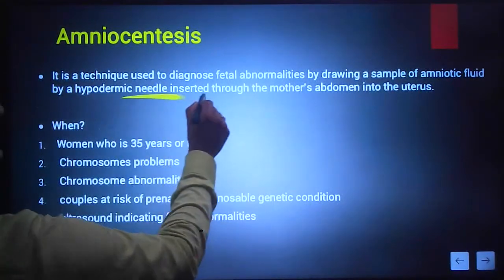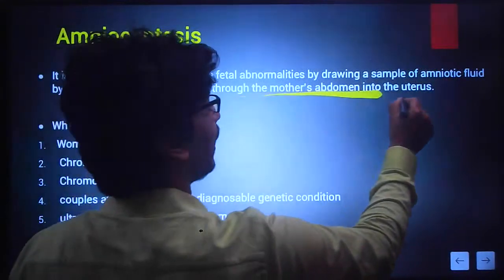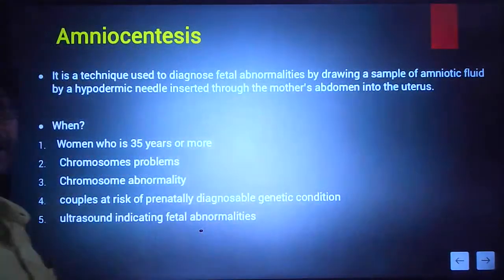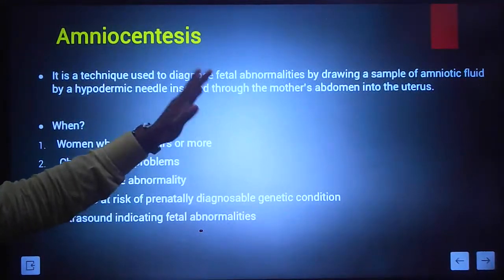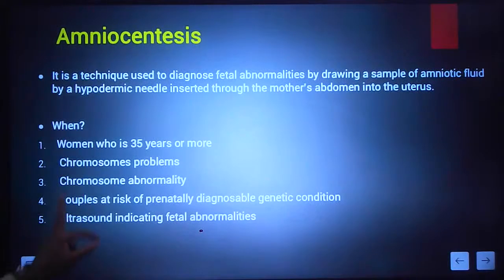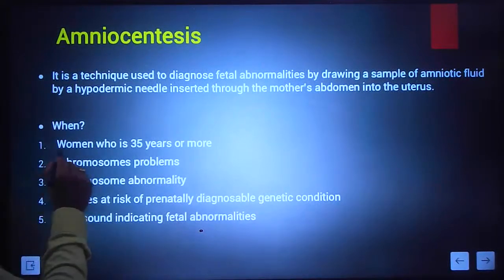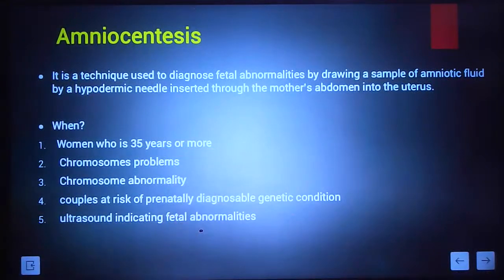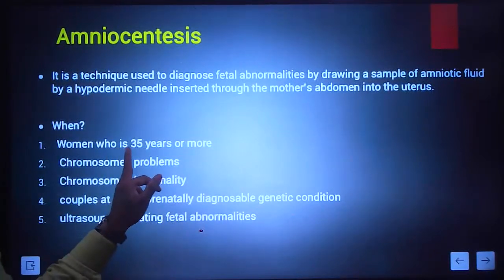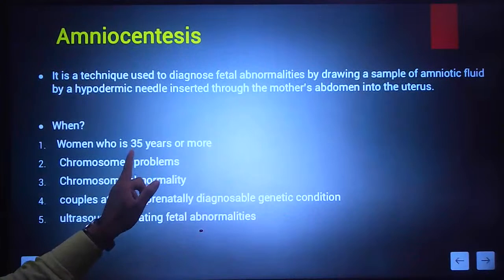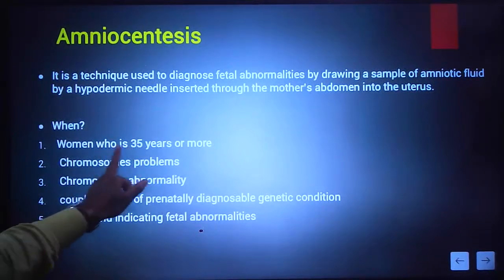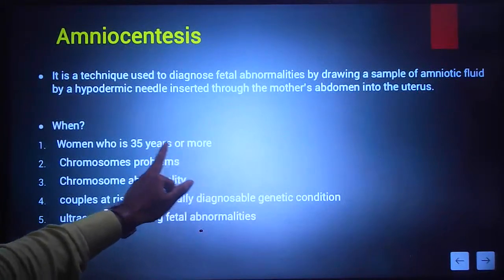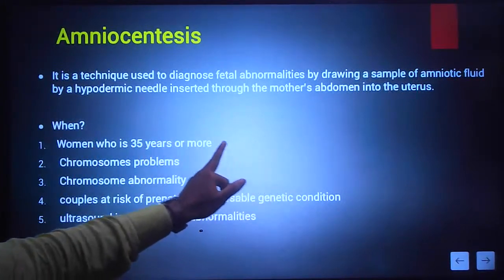So the needle is inserted through the mother's abdomen, goes into the uterus, and then we collect the amniotic fluid. But keep in mind, it must be done within 15 weeks. When should amniocentesis be done? Mostly when the woman is 35 years or more, above 35 years of age, this amniocentesis is performed.